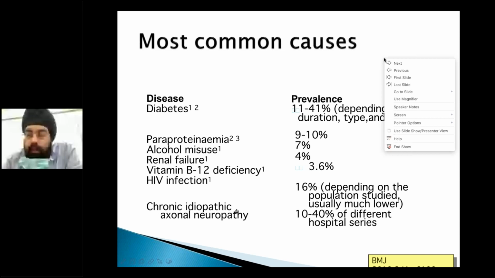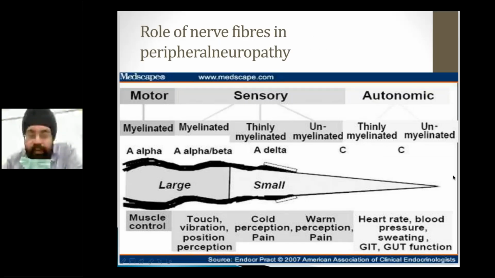This is a common slide. This has been taken not from a neurology book, but rather an endocrinology book, which gives you very clearly the large A fibers, then the smaller fibers, and the thin unmyelinated fibers. Can you see the arrows? So when we are looking at motor neuropathies and myelinated fibers, these are the A alpha variants which are usually affected. Then the sensory fibers are the overlap between the two.